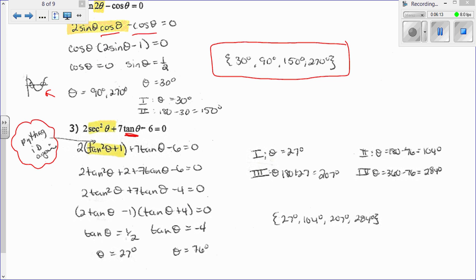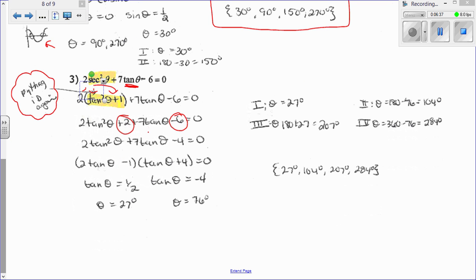Using my Pythagorean identities, secant squared theta is equal to tan squared theta plus 1. And then I need to distribute my 2. So I have 2 tan squared theta plus 2 plus 7 tan theta minus 6. Combine my like terms, I have a positive 2 and a negative 6, which will give me a negative 4. And again, these are factored by grouping or trial and error.